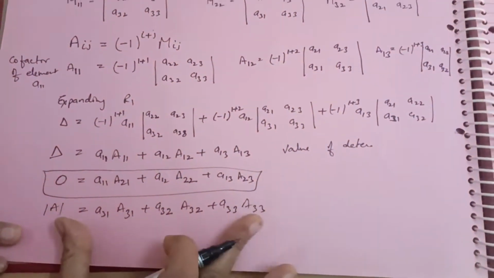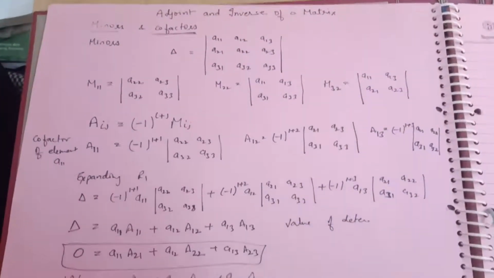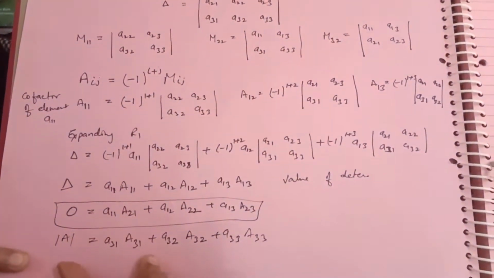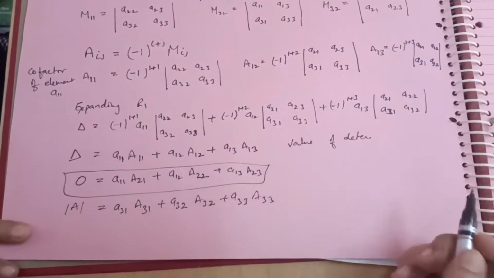So you need to practice how to find minors and cofactors, and how you get the determinant's value from them, in the next exercise. Then I will be continuing with the adjoint of a matrix.